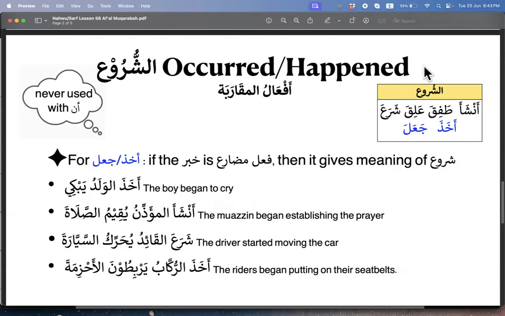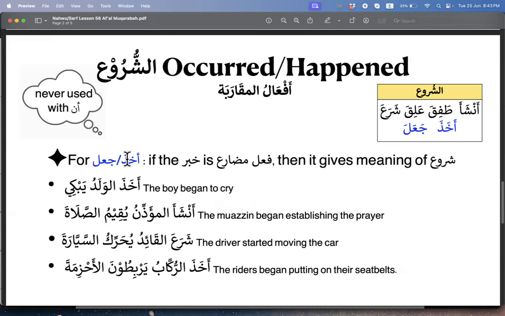It only takes this meaning if the khabar is fi'il mudhari. Then it gives the meaning of shuru, began to, already happening to something. So here, akhadha started, basically began. Otherwise it won't. In the Quran, you see a lot of ja'ala with two maf'ul. That's the normal ja'ala, not this af'alul shuru.